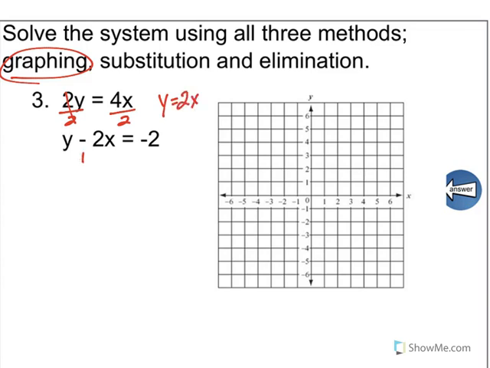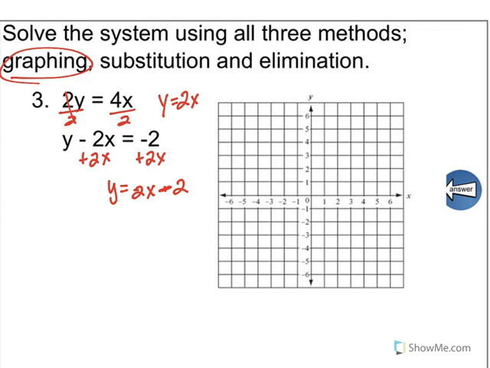On my bottom one, I would just need to add 2x to both sides to get y by itself. So y is equal to 2x minus 2. So again, I'm only having to do one thing to each of these equations to get it into slope-intercept form, and then I can graph them.